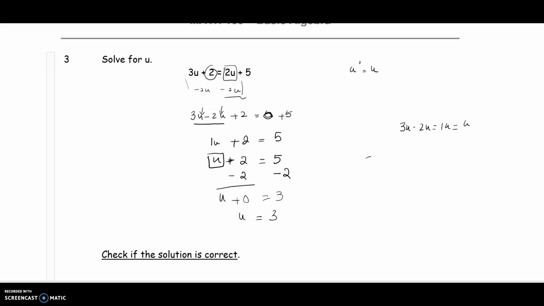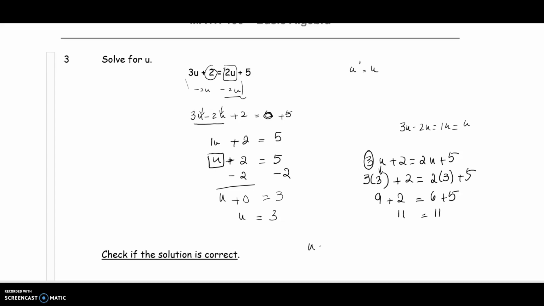We can plug it back into the original equation. 3u plus 2 equals 2u plus 5. Plug u back into the equation. So 3 times the value of u, which is 3, plus 2 equals 2 times the value of u, which is 3, plus 5. So 3 times 3 is 9, plus 2 equals 6, plus 5. 9 plus 2 is 11, 6 plus 5 is 11. So therefore, u equals 3 is the correct answer. It's the solution to the equation, or the value of u.